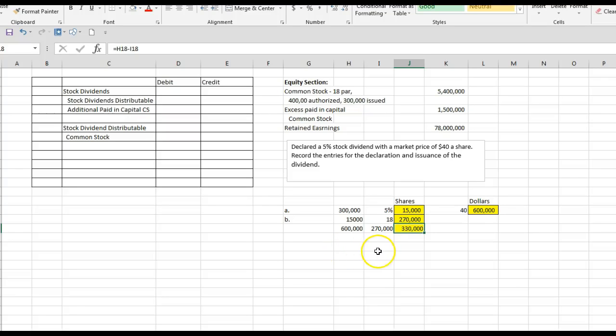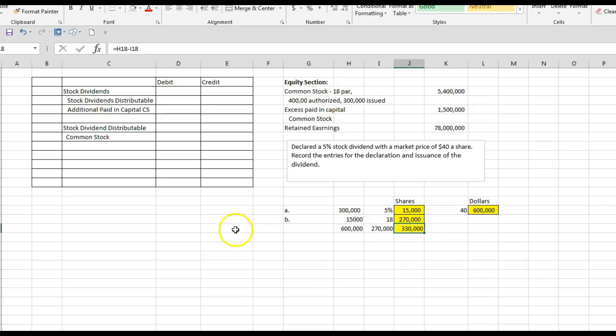Here we go. Stock dividend, probably the most confusing, I'm going to say, right off the top of my head. Let's look at this. Stock dividends means we're going to take a percentage of the stock we already have issued and give a certain percent more of that issued stock. I think that made sense.